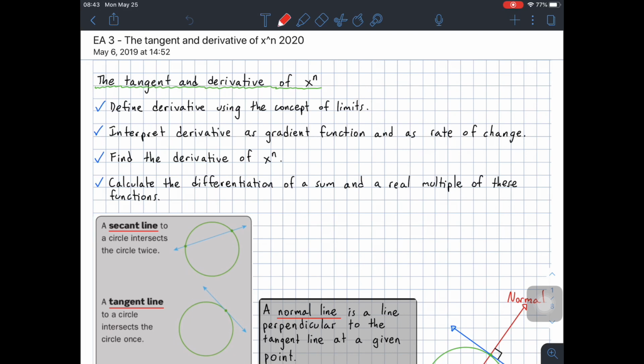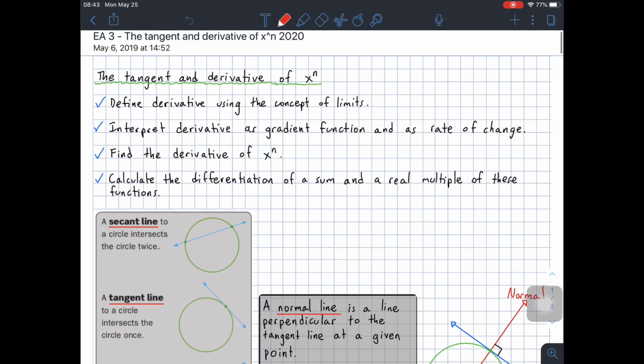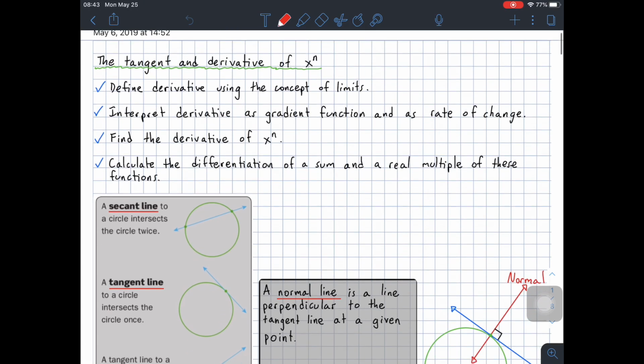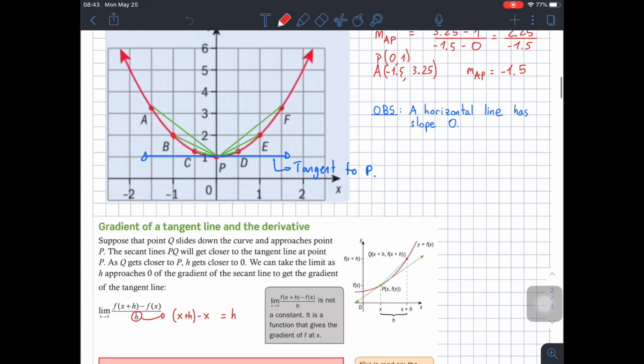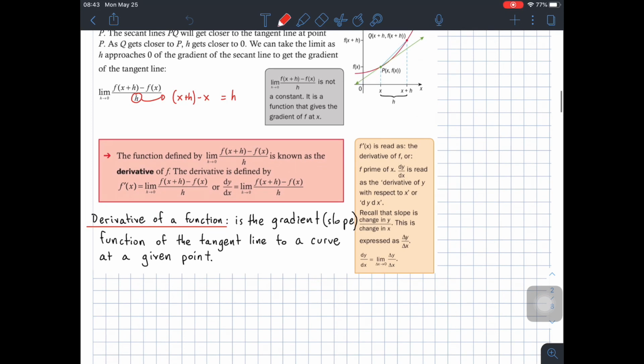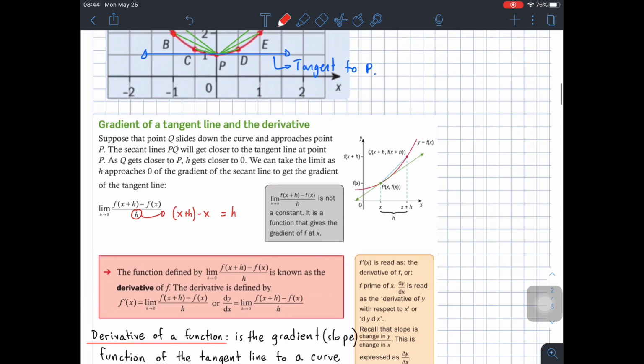Remember, I posted 2 videos earlier last week for part 1, where we saw the definitions of secant line, tangent line, normal line, and we also did a definition for the derivative of a function, right? We talked about the derivative of a function being the gradient or slope function of a tangent line to a curve at a given point. And we've seen the definition using the concept of limits, right? We did that in the first class.